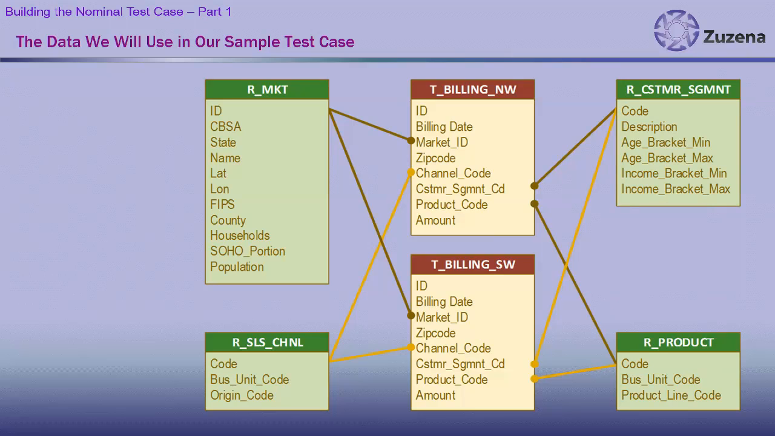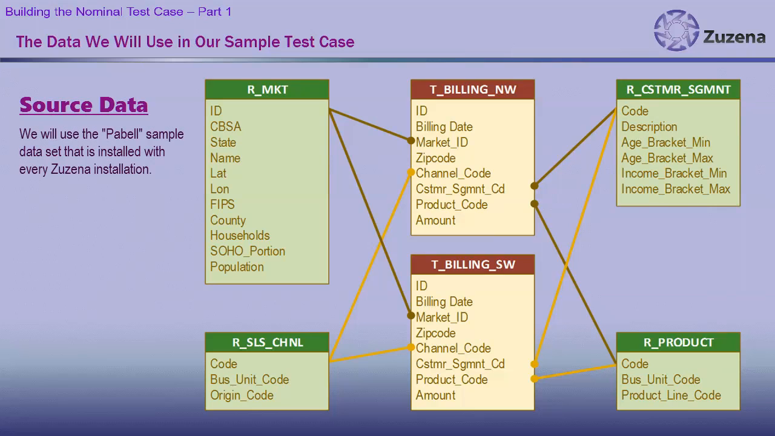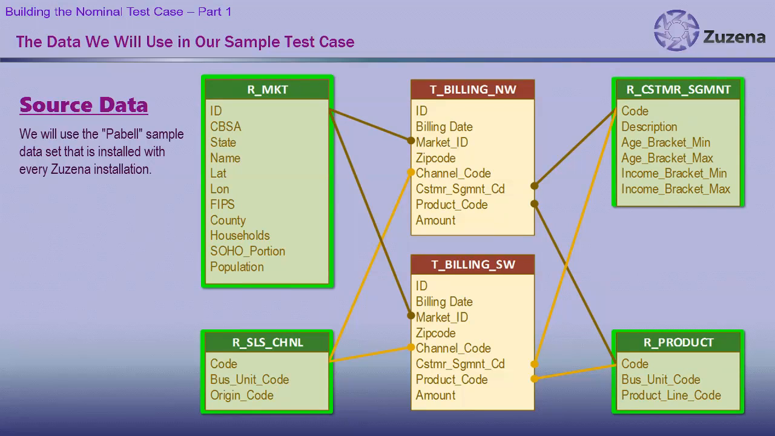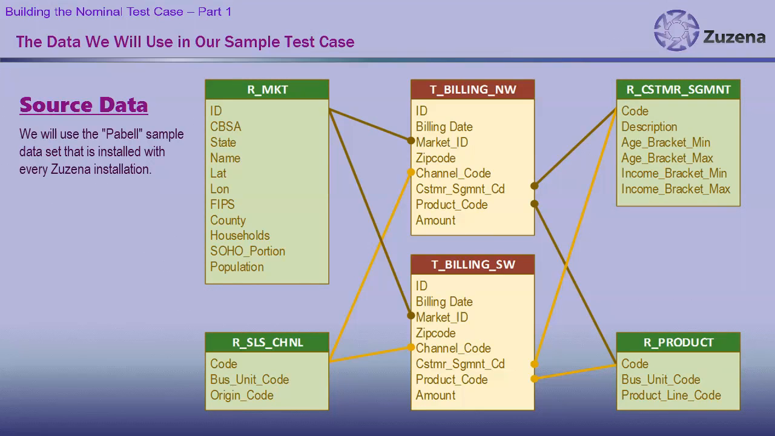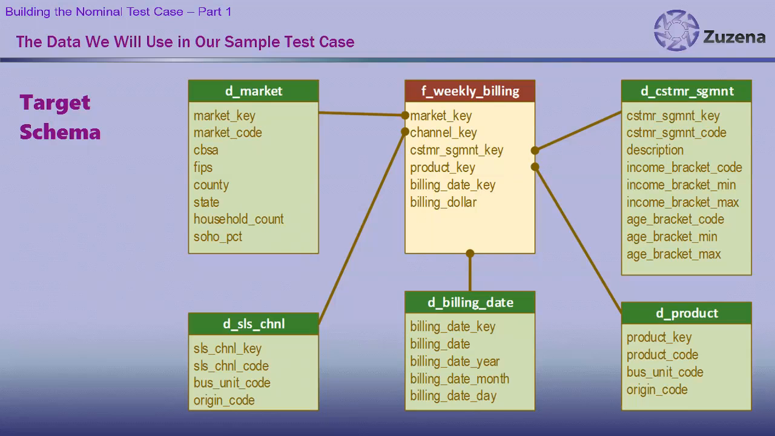This diagram depicts the data model of the sample PABL data that comes with every Zuzena installation. The PABL data represents a small telephone company and has reference entities in the source data for geographical markets, sales channels, customer segments, and products. For transactions, the PABL dataset has revenue records from 2 billing systems, one for the Northwest region and another for the Southwest. The second diagram shows the data model for the target data warehouse the data transforms will populate.